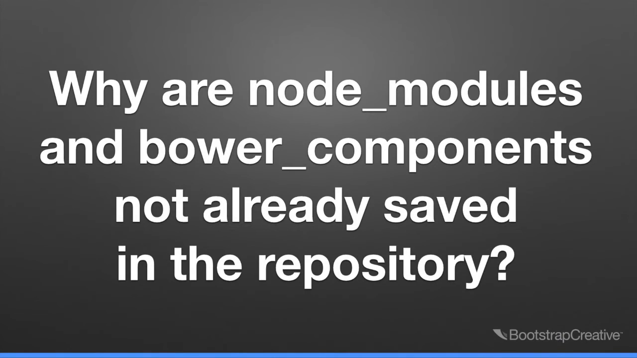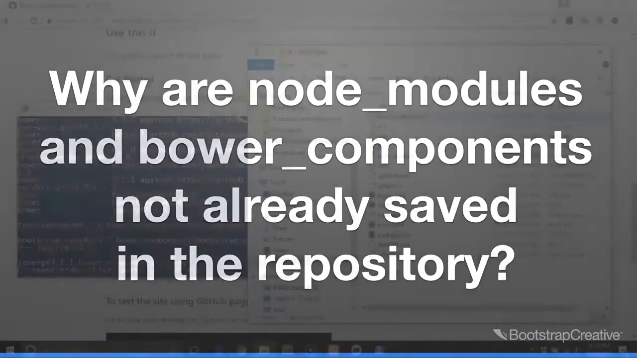You might be wondering, why are the node modules and Bower components not already in the repository? Well, it's good practice to keep your grunt and Bower packages out of your repository. This makes sure you download the latest files from the libraries you don't control and also keeps your project lean as you share it with others. You can exclude files and folders from your repository by adding folder names to your .gitignore file, which is already done for you in this project.